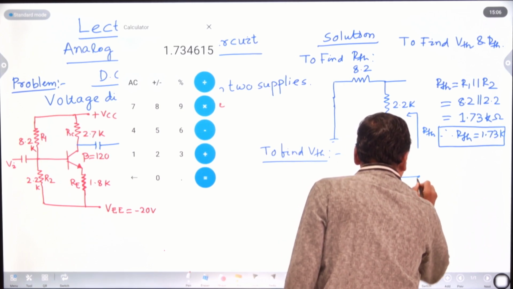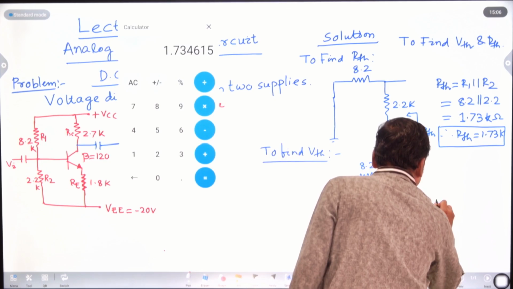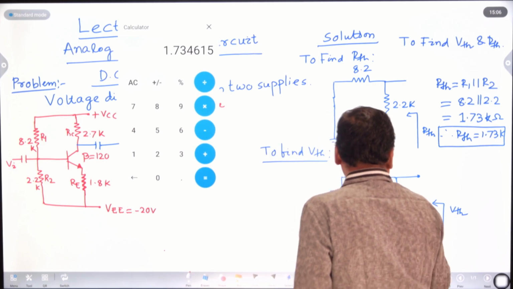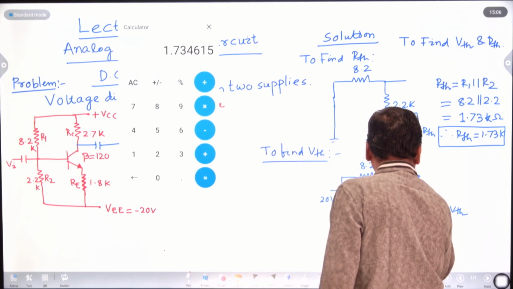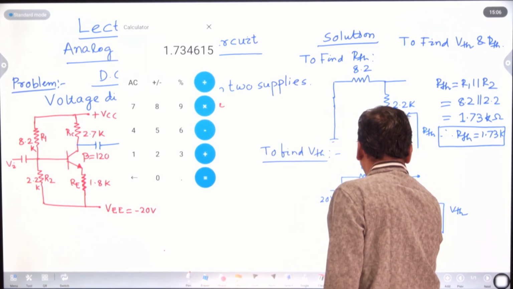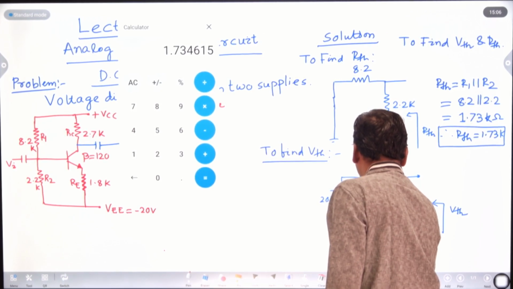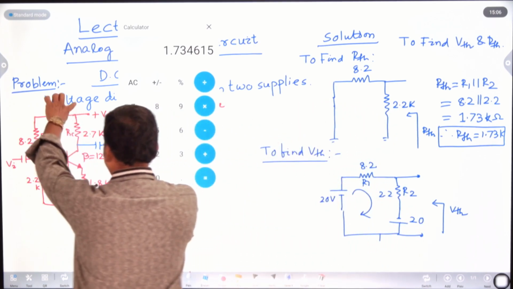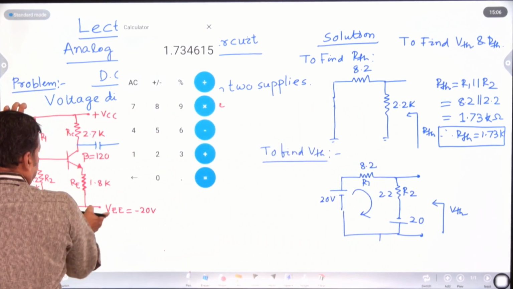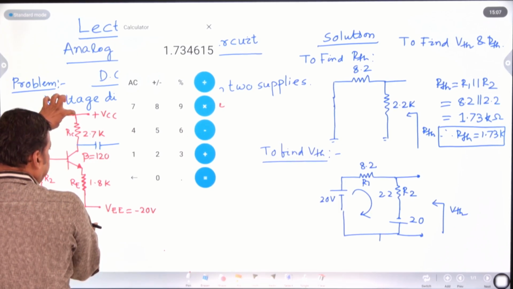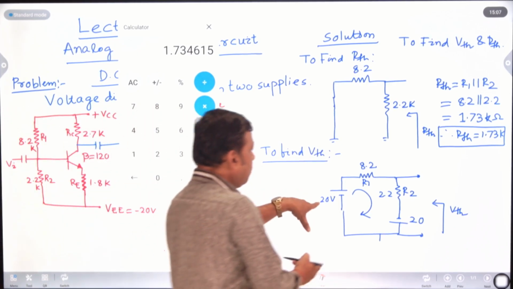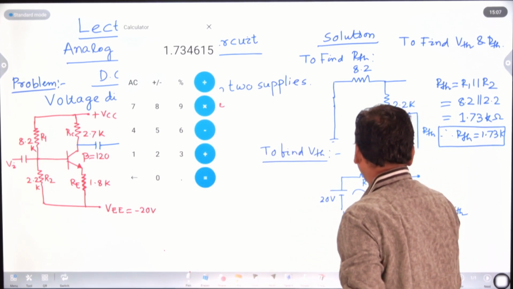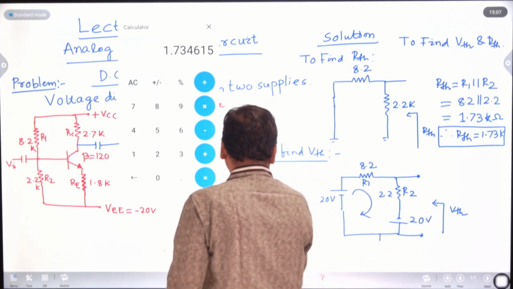And here you will calculate the VTH, Thevenin's voltage. First of all, this is your R2 and this is your R1. First of all, calculate what? Current I. And here this VCC is supplied to both R1 and R2, plus 20 and minus 20, here 20 volt and this is minus 20 volt. Both voltages are given, and first of all you have to calculate the current. What will be your current?